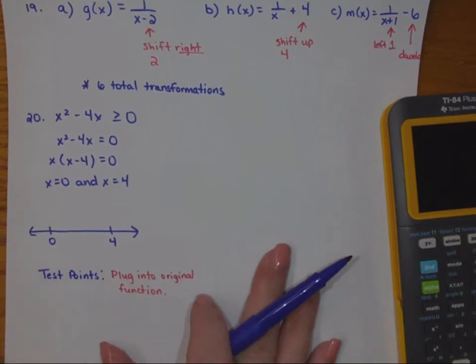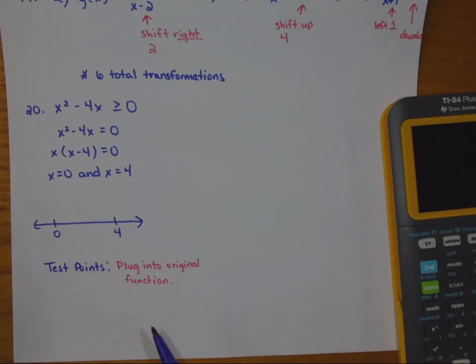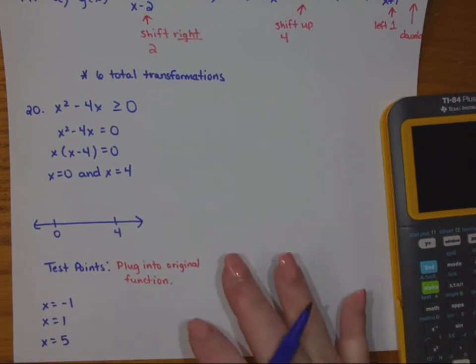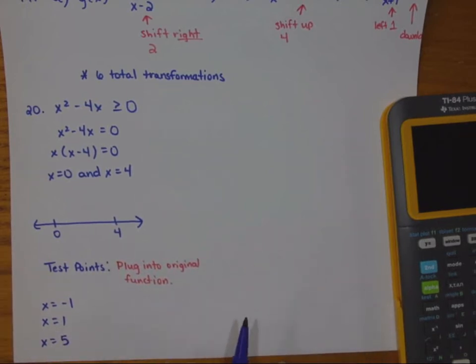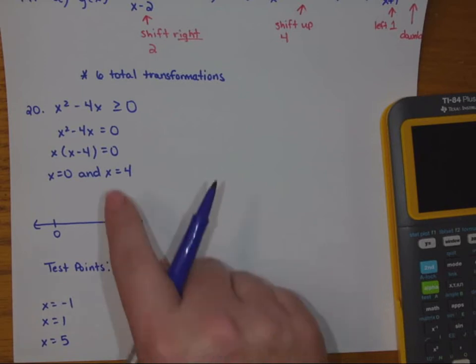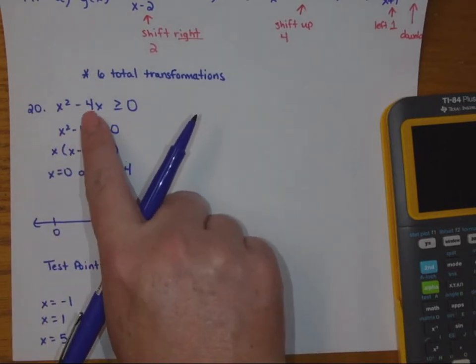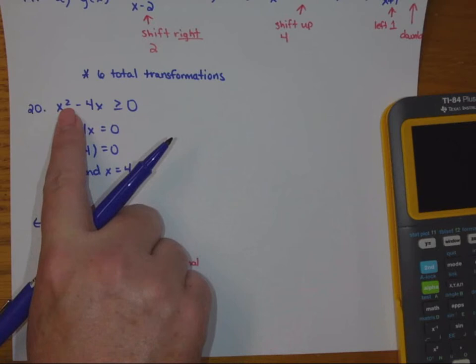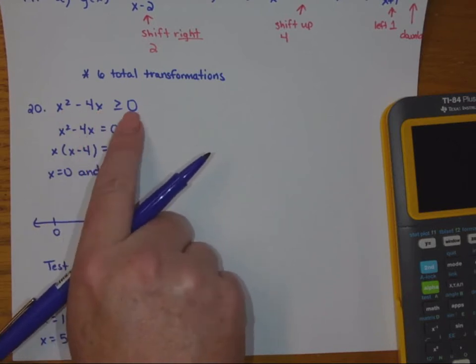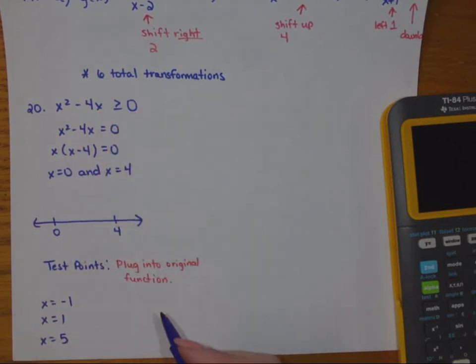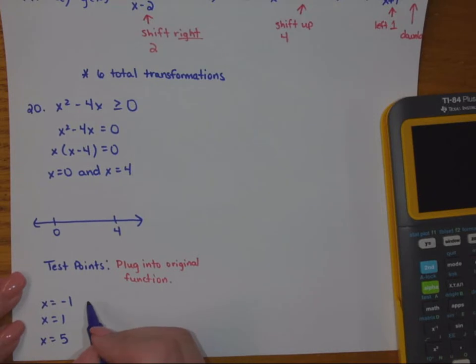So you can go back to the most recent notes if you need to for this, but I'm going to pick -1. I'm going to pick 1 in between 0 and 4, and then I'm going to pick 5. Okay, so the question you're asking yourself is, do you get a true statement or not? Okay, so I go back to the original a lot of times, but if you plug in -1, you're going to get 1 plus 4 is greater than 0, which is true, right? So I'm going to say true when plugged in. So this is a yes.